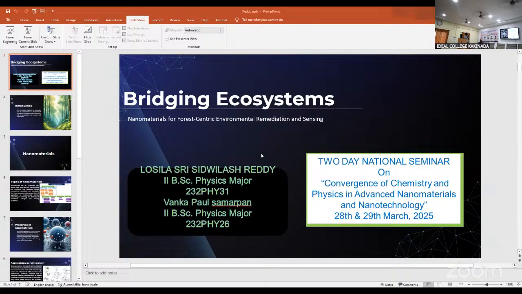Techniques for remediation. Various techniques incorporate nanomaterials for environmental remediation. This includes nanostructured filters for water purification, bioremediation methods enhanced by nanoparticles, and utilizing nanomaterials to promote plant uptake of pollutants. Each technique is tailored to a specific type of contamination and environmental context, leading to varying degrees of effectiveness based on pollutant levels.